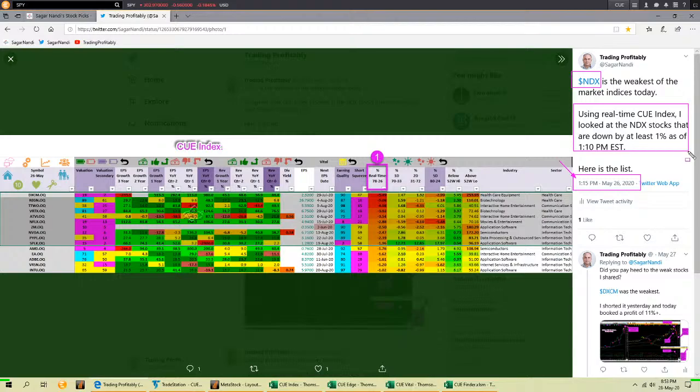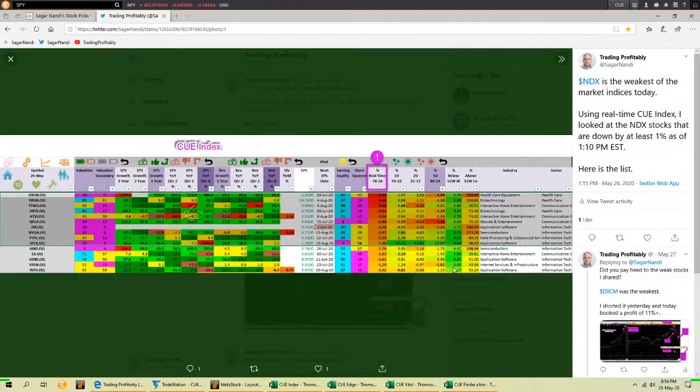And this time I used Q index and found all the stocks in real time that were down by at least 1%. I shared it on Twitter, and also on Dr. Jeffrey's Discord board. Which stock came to the top? DXCM. All of these were very strong stocks. Many of them, you can see, had robust earnings growth. However, several of them were overvalued. DXCM was one of them. Because it was overvalued, it allowed me to short it.